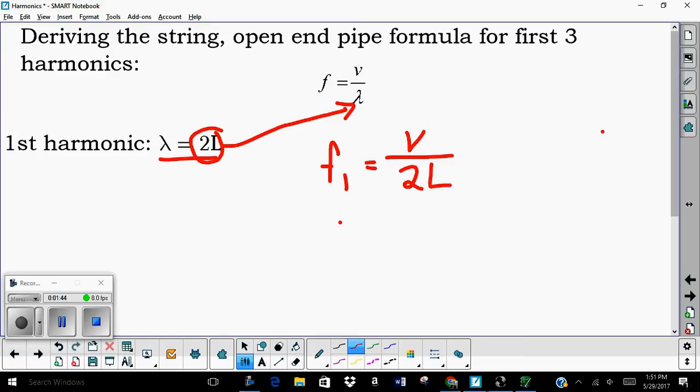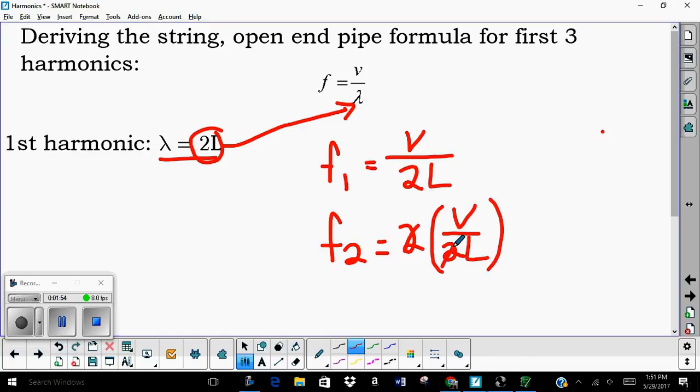To find the second frequency, I'm just going to double this whole thing. 2 times V divided by 2L. Well, those 2's cancel out, and I'll find my second harmonic to be the velocity, speed of sound, divided by the length of the string.